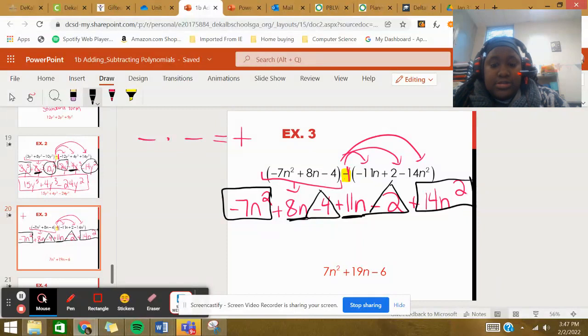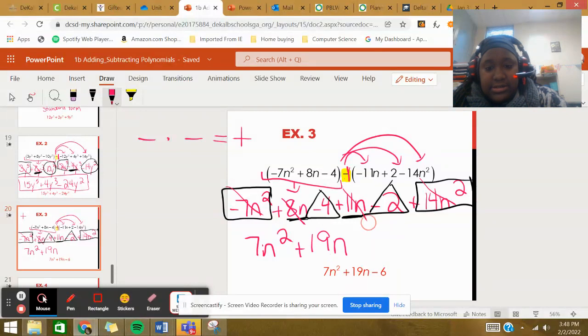Okay, so now that I've identified what my like terms are, I'm going to go ahead and write out my solution. So I have a negative 7n squared plus 14n squared, which is going to give me a positive 7n squared. I already did these, so I can cross these out, to let me know I did them. I have a positive 8n plus 11n, which will give me 19n.